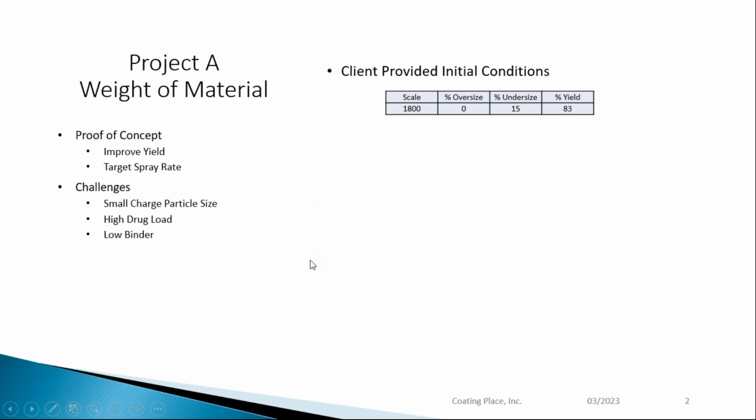Some of the initial conditions that were provided to us by our client were attempted to match at our 1800 scale to start. And after a couple of attempts, we realized that we may need to characterize that drug loading process a bit more to make this viable at even larger scales. As you can see, we're getting in this 15% fines or undersize, and our yields were in that low 80s.